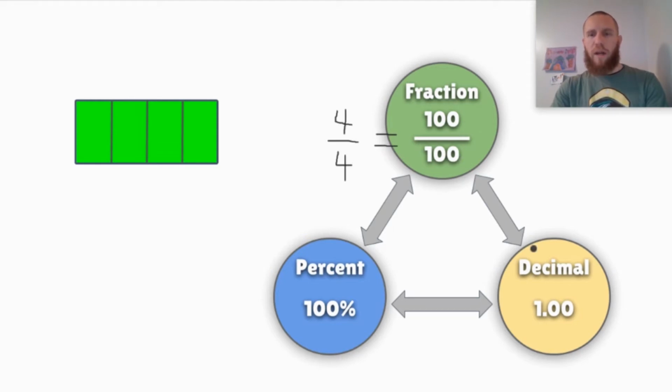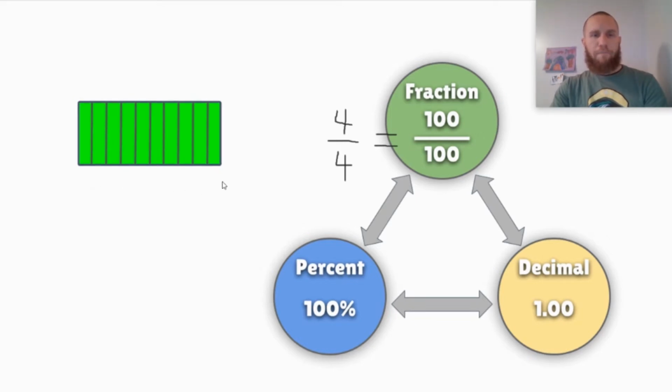So 100 divided by 100 is 1, 4 divided by 4 is 1, and it is the correct number of boxes shaded in. This is also equal to 10 out of 10. So the way I would write that is 10 tenths. So 10 tenths is equivalent to 4/4, which is equivalent to 100 over 100, 100 hundredths. All of these are equivalent to 1 whole because they're all shaded in.